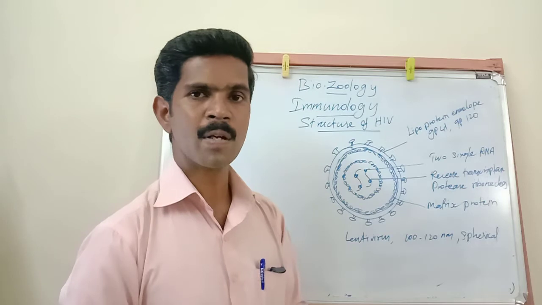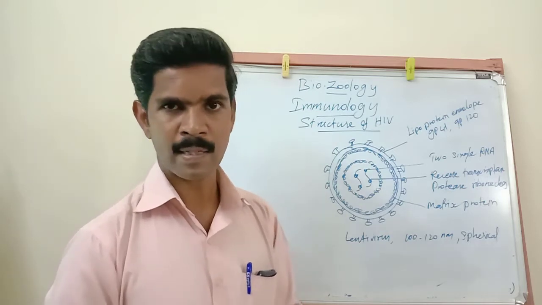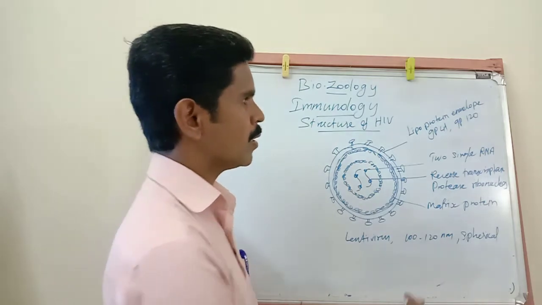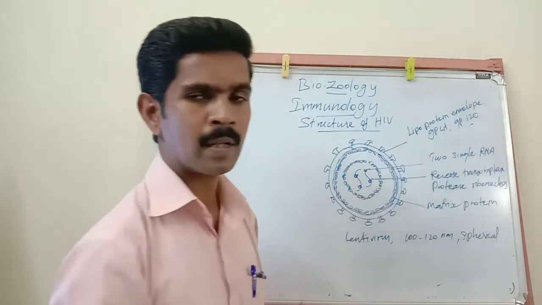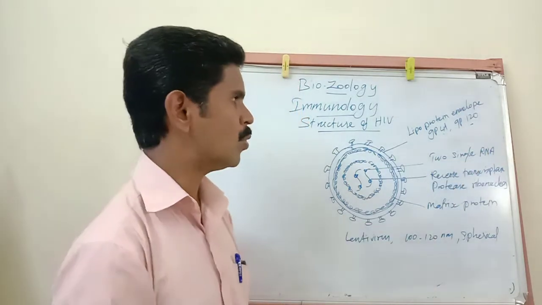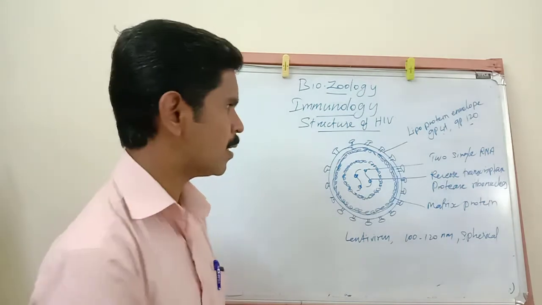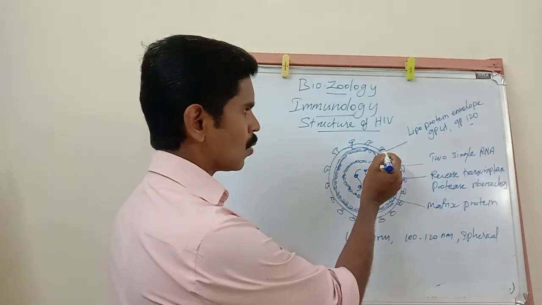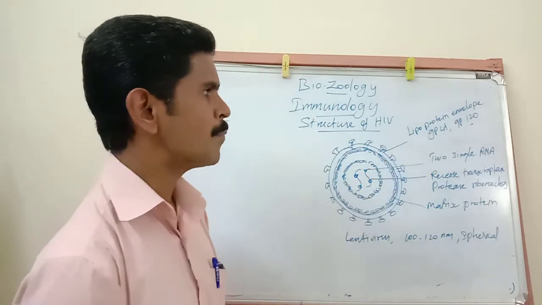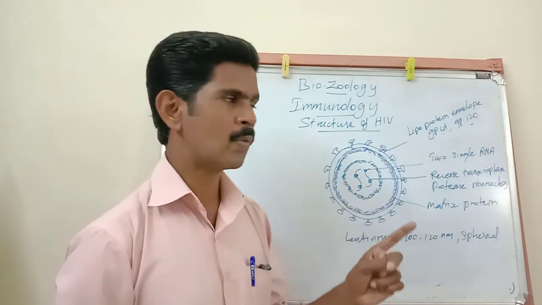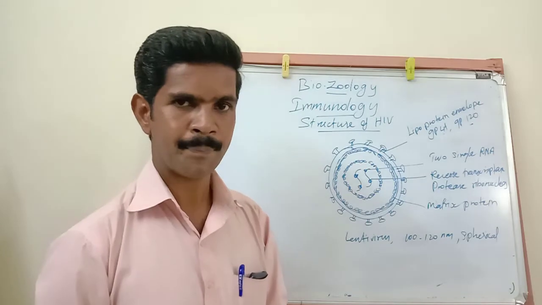There are two types of glycoproteins present in this envelope. One glycoprotein is called glycoprotein 41 and the second glycoprotein is called glycoprotein 120. One is this one and this is the next one.